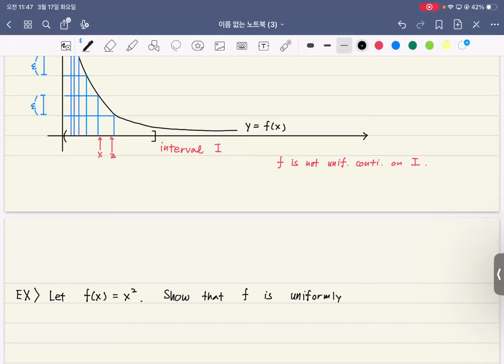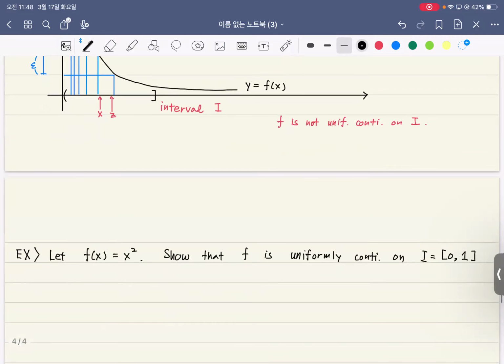Uniformly continuous on the interval from 0 to 1. All right. The preliminary analysis. First, I want to find under what condition the difference between the two function values is less than epsilon.